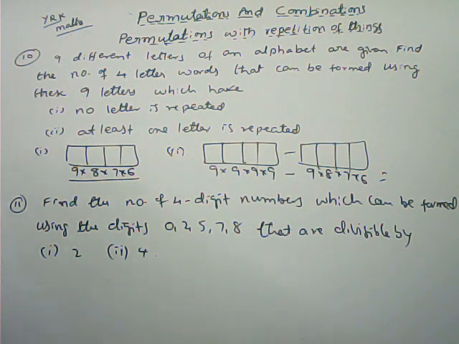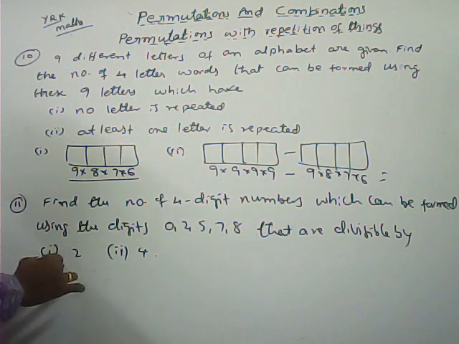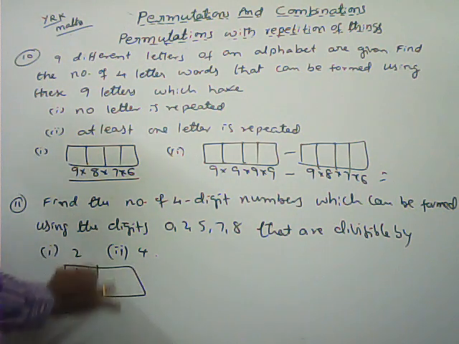Next one. Find the number of 4-digit numbers which can be formed using the digits 0, 2, 5, 7, 8. Here we want 4-digit numbers. 4-digit numbers we want.